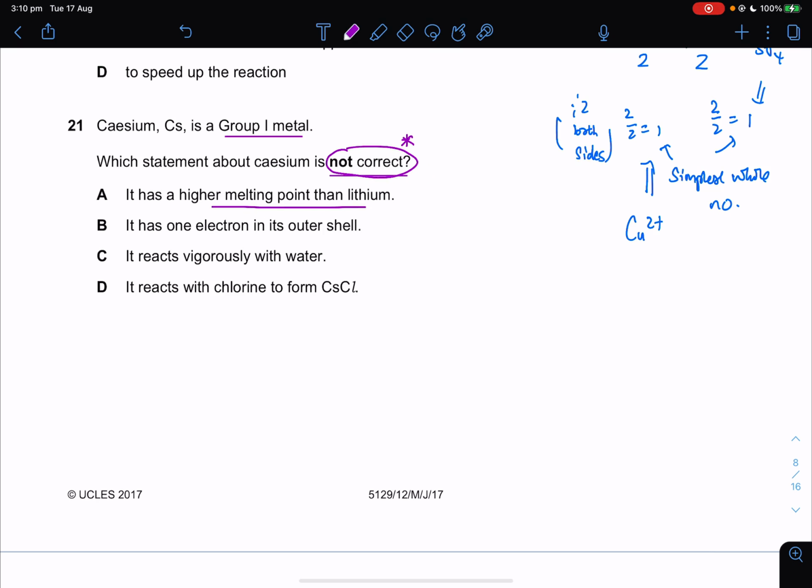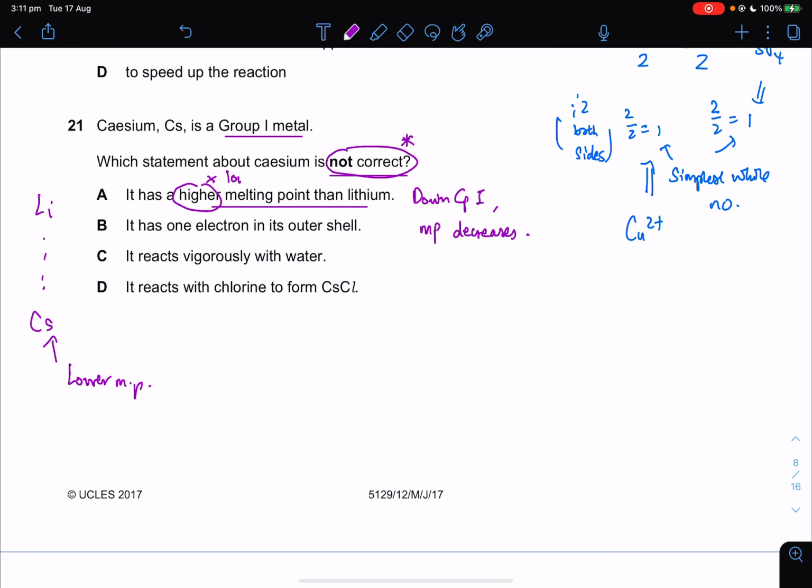So it says it has higher melting point than lithium. So we know down group 1, the melting point decreases. So cesium is below lithium in the periodic table. So you have lithium blah blah blah cesium. So cesium is below lithium in group 1, and since it's below, then cesium will have lower melting point. So it says it has a higher melting point.